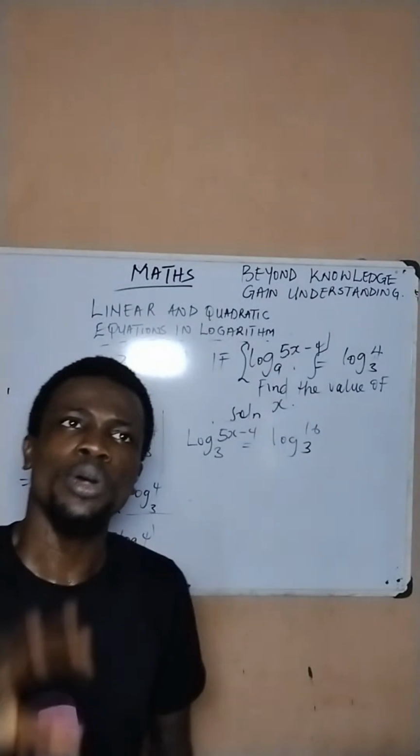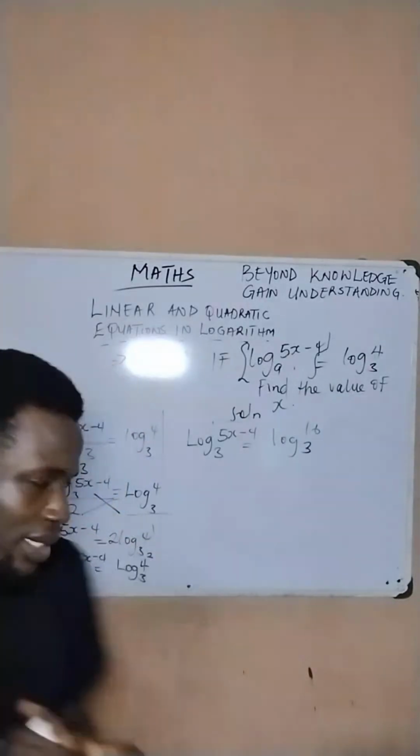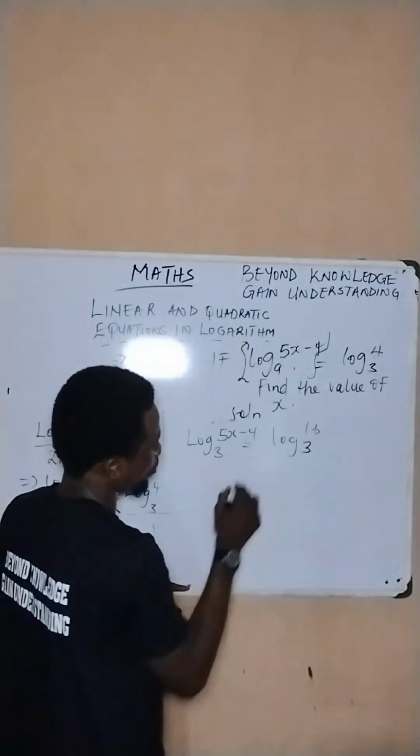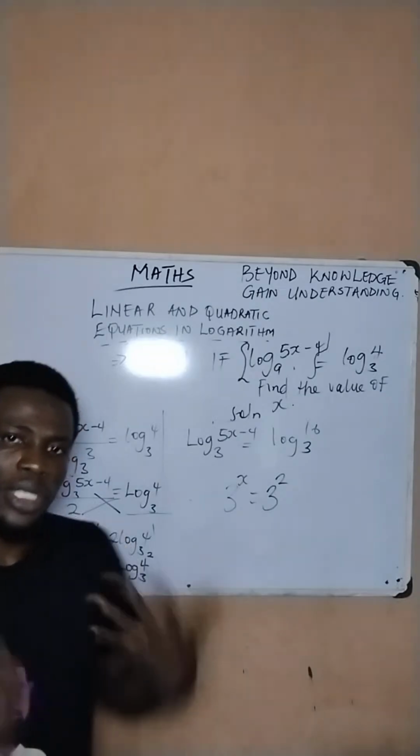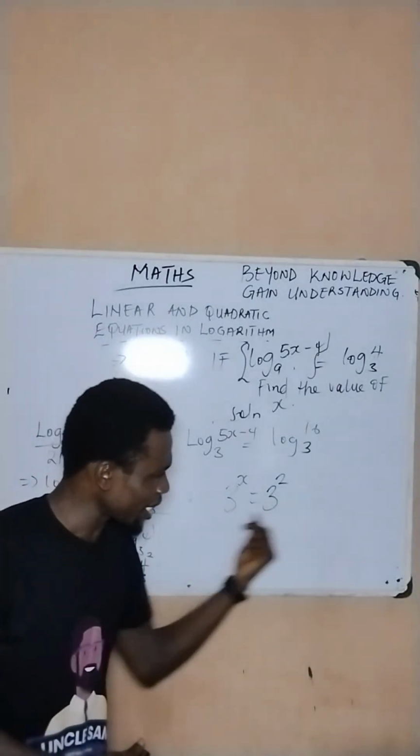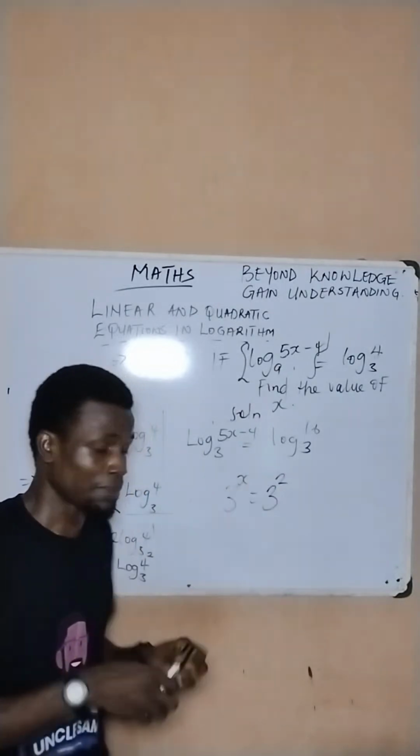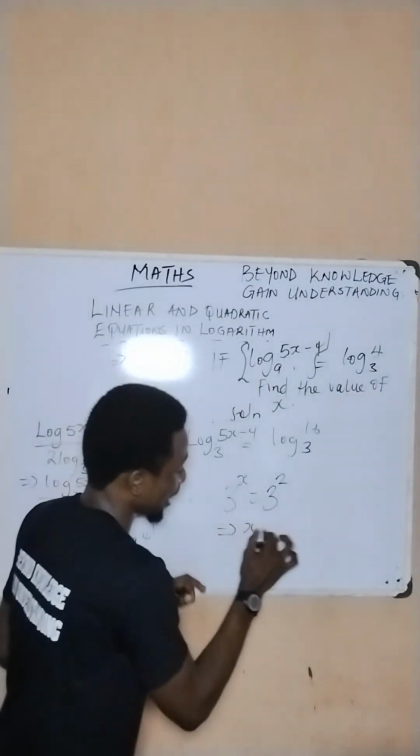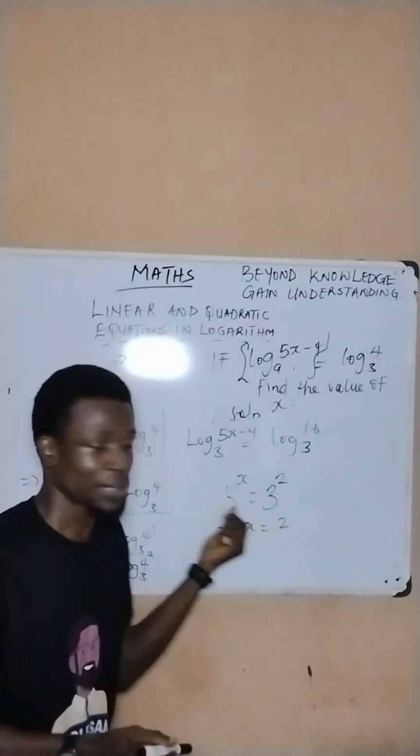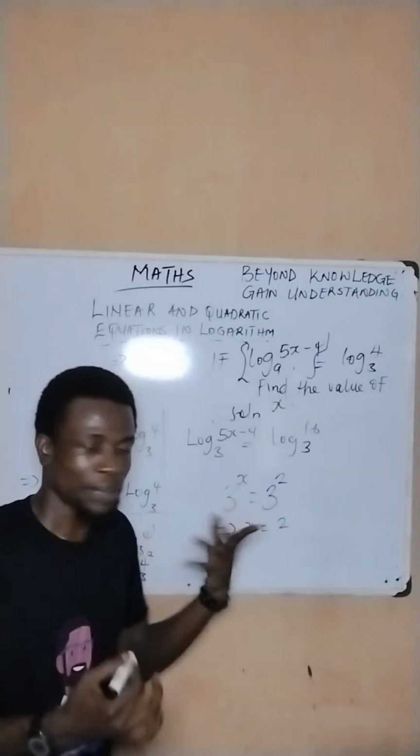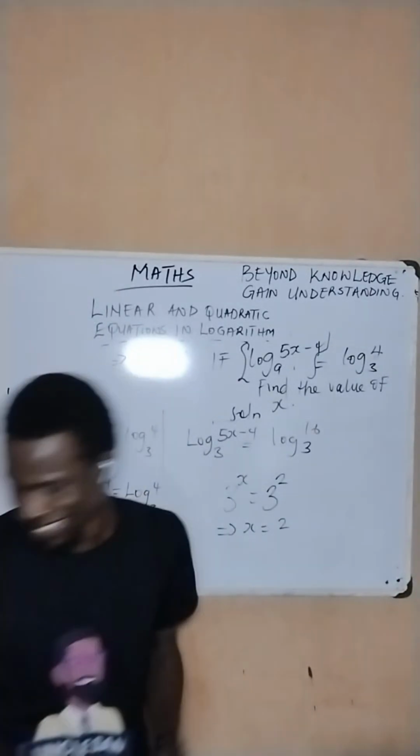Now, you know this law that we apply: if I have 3 raised to the power of x equals 3 raised to the power of 2, what we simply say is that since the bases are the same, the powers must be the same. I will now imply that x is equal to what? 2. Yes, because the base on the left hand side is the same as the base on the right hand side, which simply means that the powers will be the same thing. Well, we're going to be applying that here.